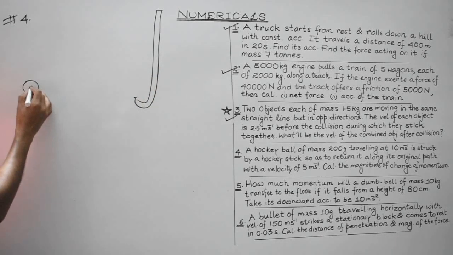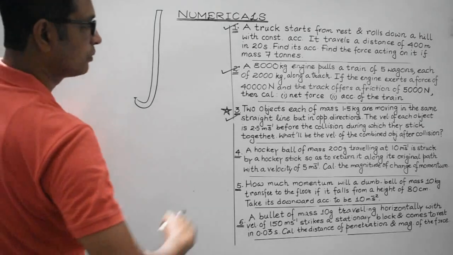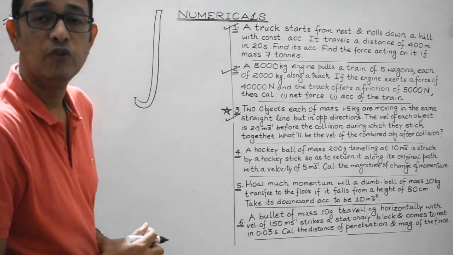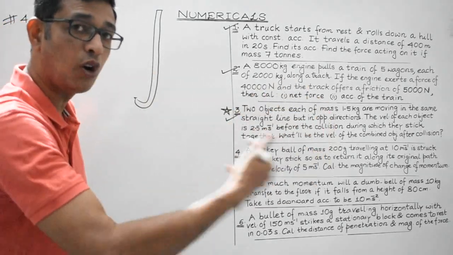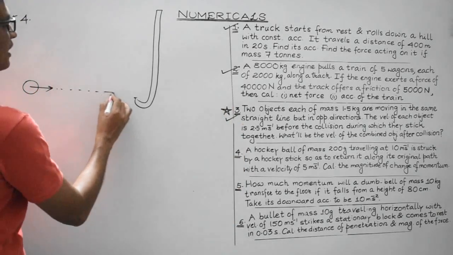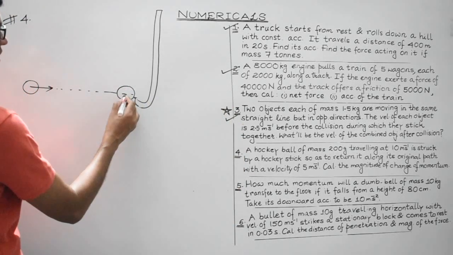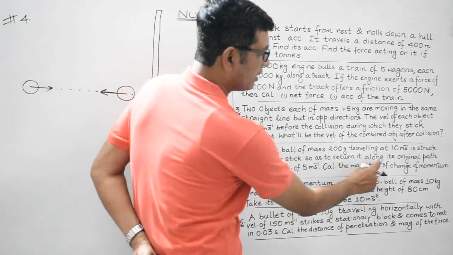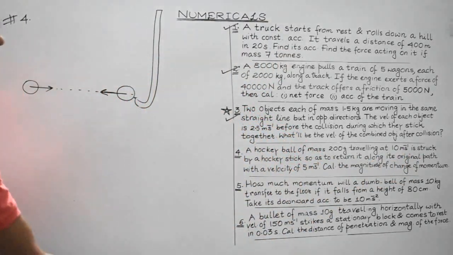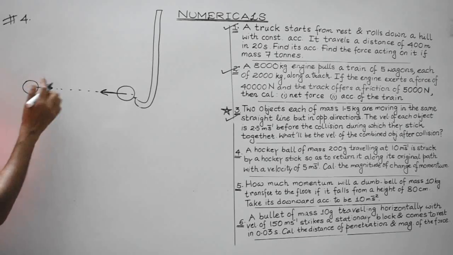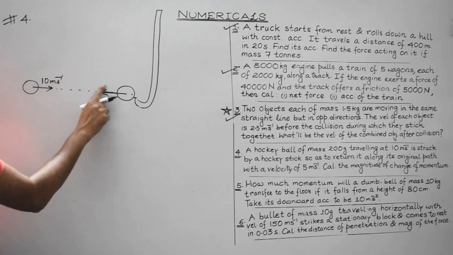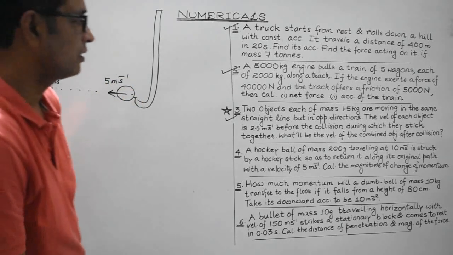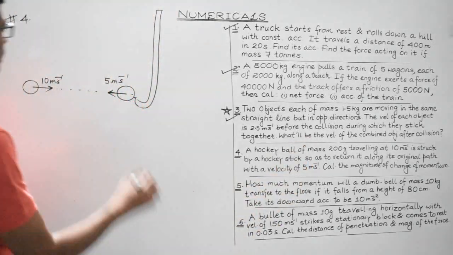A ball is coming like this. It is being struck by the hockey stick and it retraces its path in the opposite direction. So, if this is its initial direction of motion, then after getting struck by the hockey stick, it returns back along its original path with a velocity of 5 meters per second. This velocity is given to be 10 meters per second and this velocity is given to be 5 meters per second. Right?